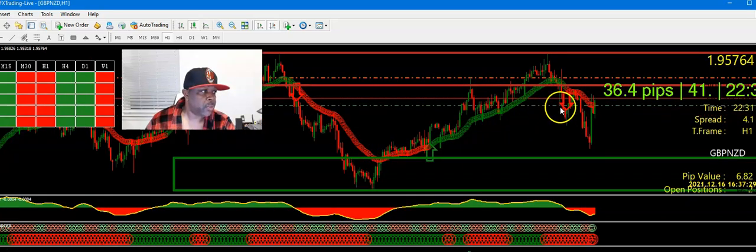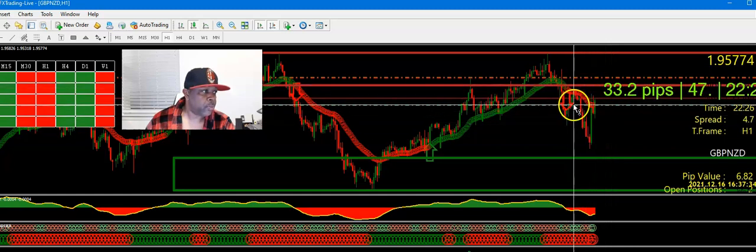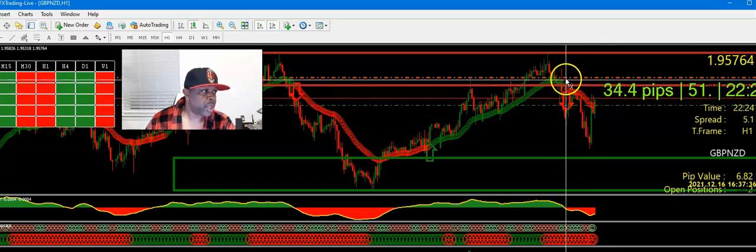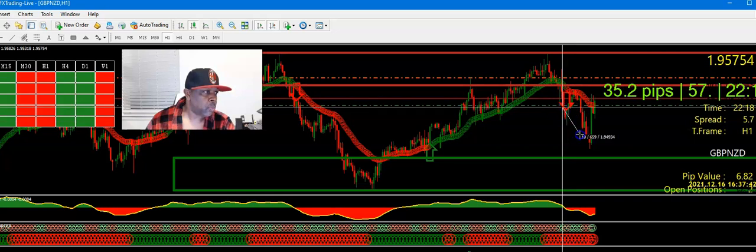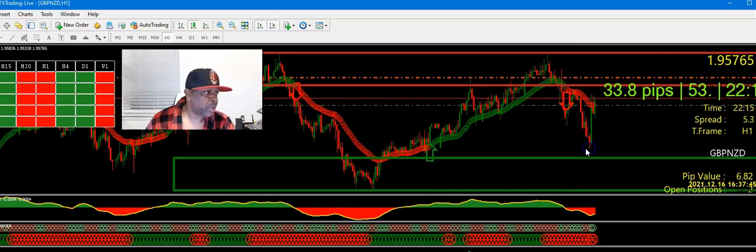GBP NZD had two positions. That's why it's 34. Now it's doing a little pullback. But from this top position, it dropped all the way, and I was asleep, to 169 pips. And then on this one, it dropped 100 pips. So that was 200 some pips. So it's doing a pullback.